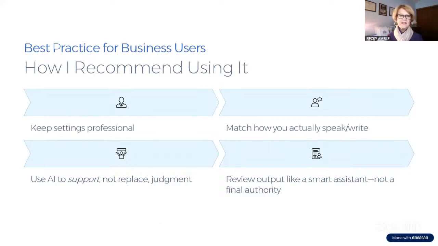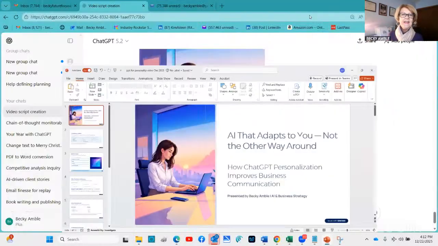And some of the best practices are things like this. Keep your settings professional and match how you actually speak and write, and use AI, again, as we keep pontificating on this one, it's support. It does not replace. It is not providing the judgment. And review output like a smart assistant, not a final authority. Think of AI as your assistant, your intern, something like that. And remember, again, how many times have I said it? You are in charge. So that's the whole thing in a nutshell.